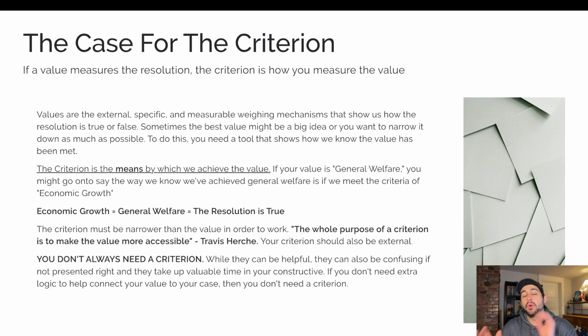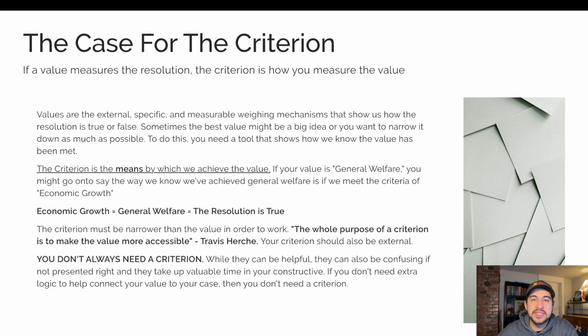Now, in order to work, the criterion has to be narrower than the value. It can't be another buffer value. So if we have the value of general welfare and your criterion is quality of life, the way we know we have achieved general welfare is through quality of life. That doesn't make sense, because the criterion should answer the question, how do we know we've met, and not just extend the question, how do we know that we've met? I really like a quote from Travis Hirsch. He says, the whole purpose of a criterion is to make the value more accessible. So if your value is good, it's just a little inaccessible logically, then that's where you have a criterion.